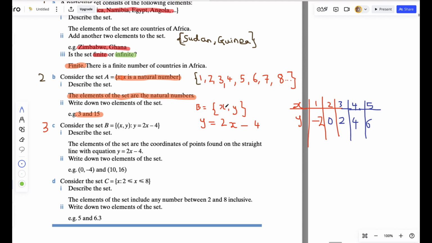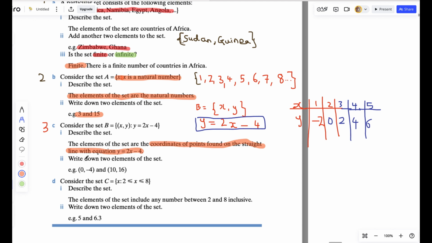Okay, now the first question says we should describe the set. It's simply a coordinate, right? Because (x, y) means coordinate. You say the elements of the set are the coordinate points found on a straight line, because this is the equation of a straight line. So this will be your answer: the elements of set B are the coordinates of a straight line, and you can give the equation.